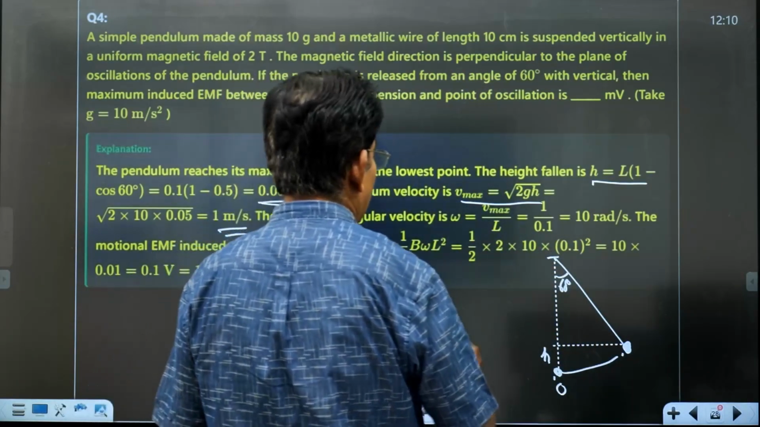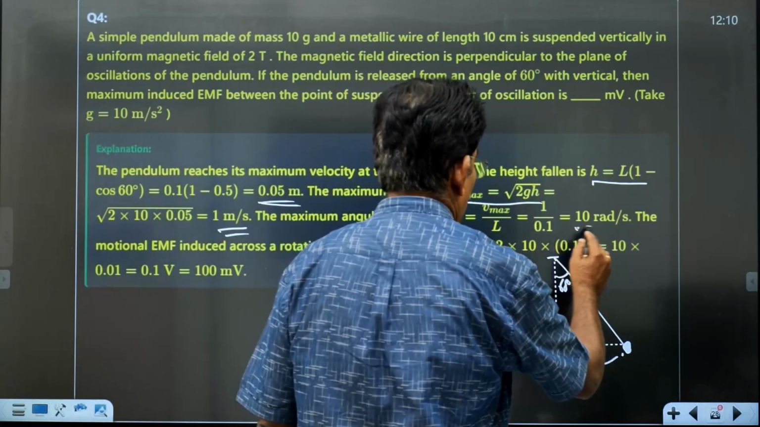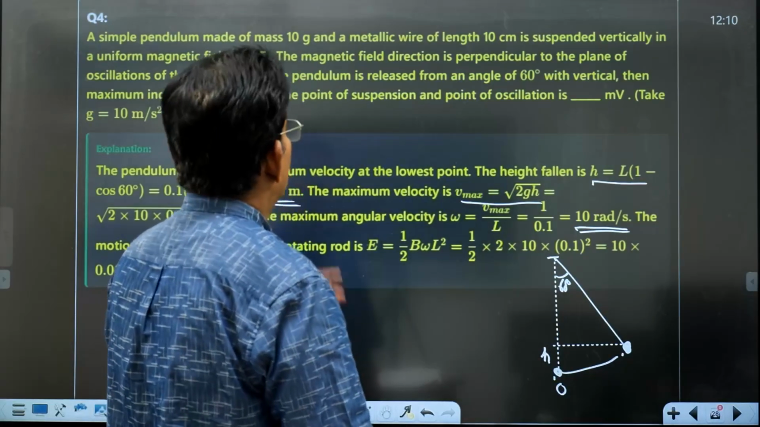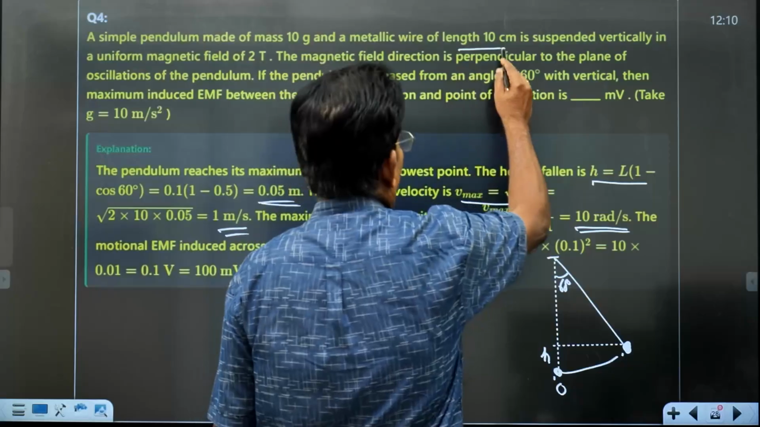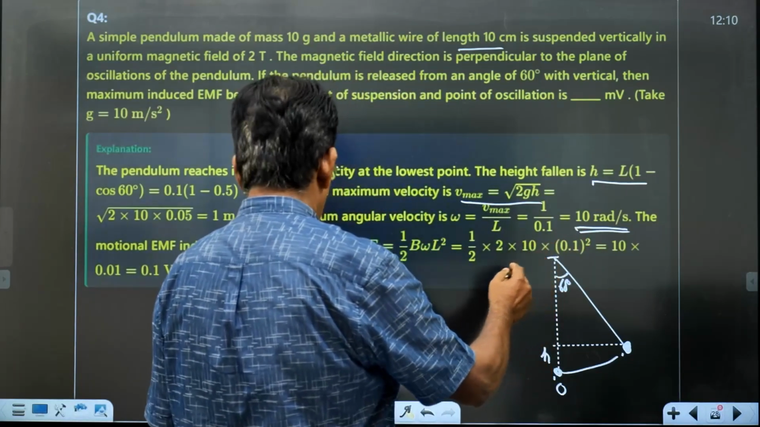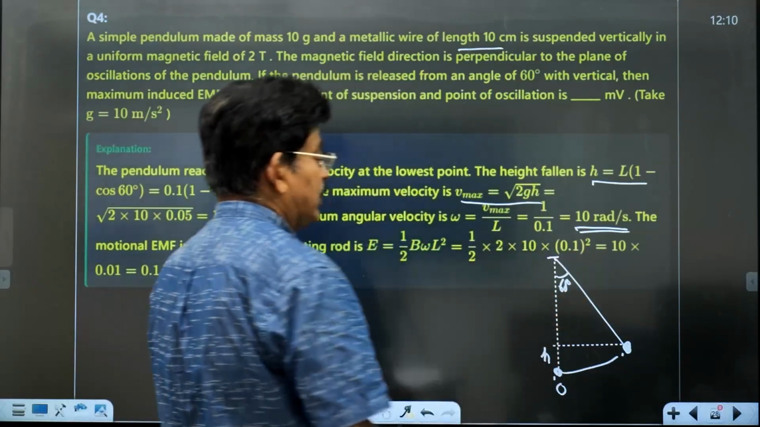Angular speed, how do we calculate? Velocity by length, 1 by 0.1, 10 radians per second. Because the pendulum's length is given to be how much? 10 centimeter, which means 0.1. And velocity, we got it as 1 meter per second, therefore we got it as 10 radians per second.